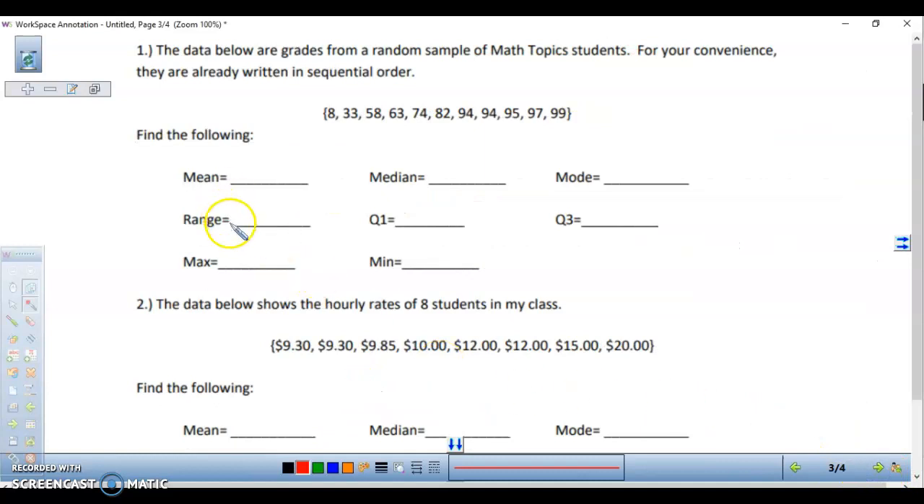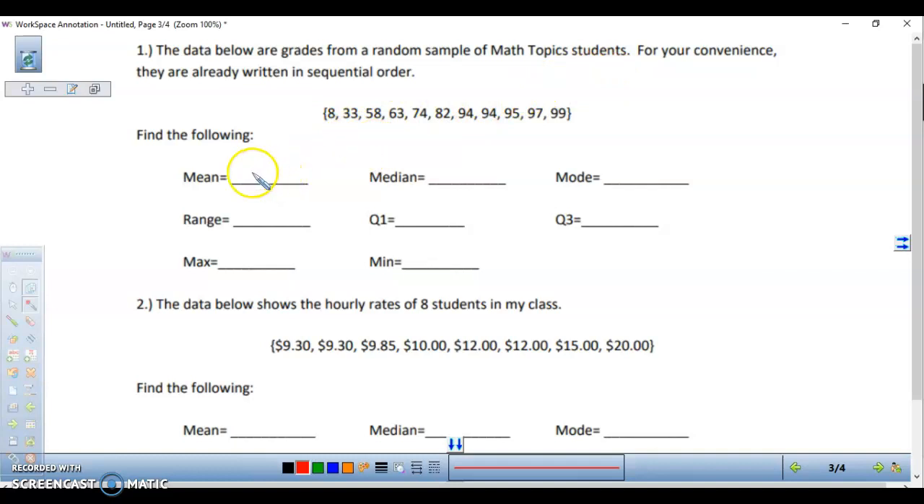All right, so here are some examples. I have all of this data already in sequential order for you. You're welcome. All right, so the data below are grades from a random sample of math topic students. So just randomly pulled some grades of students. I put them in sequential order for you. And these numbers are made up. No one has an 8 in the class right now.